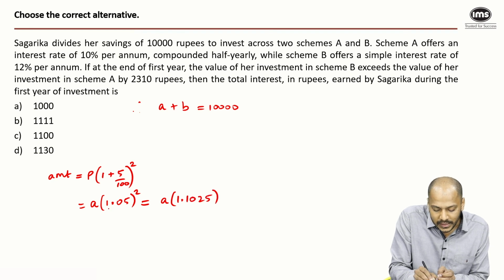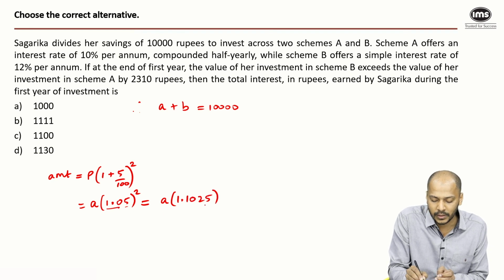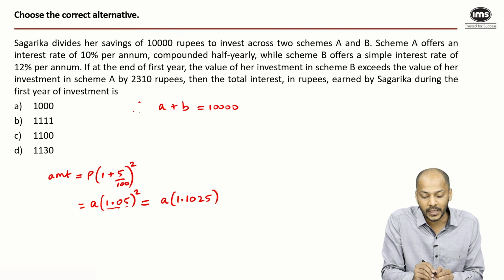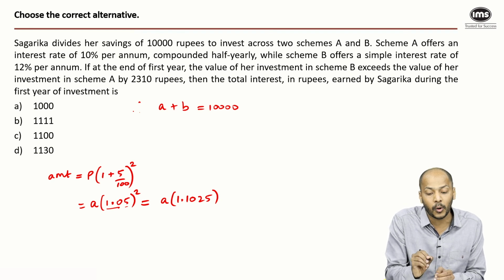1.1025. 5 at the end, so basically it will have a 25 at the end, and 10 into the next number, that is 11, gives me 110. And further I balance the decimal places, so I'll have 4 digits after the decimal. So that's why 1.05 the whole square would be 1.1025. This would be the amount under compound interest.